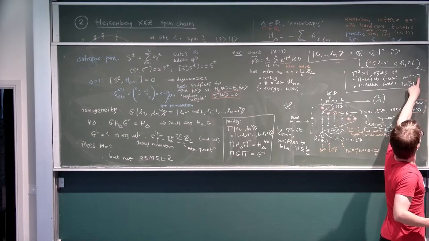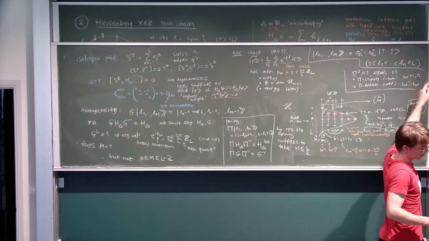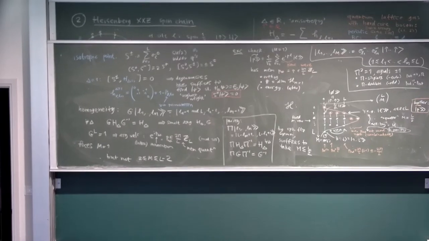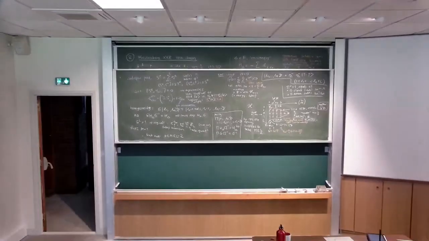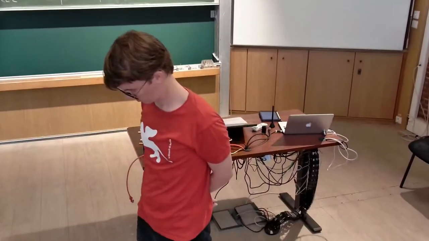Pi or zero? Pi means that if you apply parity... Maybe I'm wrong, actually. Momentum zero and pi, yeah. In each case, all states under parity could have momentum zero and odd, momentum zero even, momentum pi odd, momentum pi even. That's what I mean.